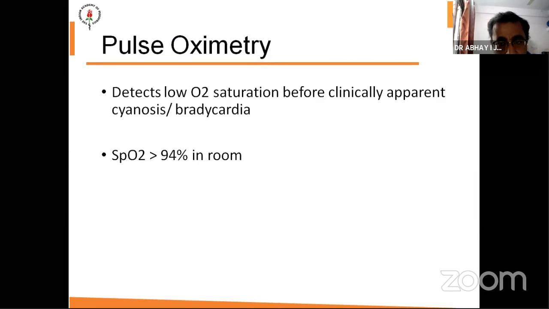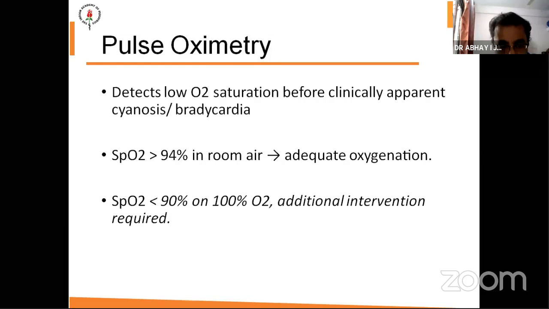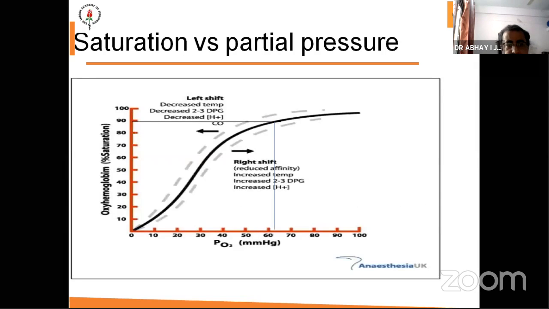This has become a very important tool nowadays, and with COVID coming into the picture, everyone is obsessed with pulse oximetry. The good thing about pulse oximetry is it detects low oxygen saturation before clinically apparent cyanosis or bradycardia appears. SpO2 more than 94 in room air is adequate oxygenation, and if it is less than 90 on 100% O2, definitely you need additional intervention more than just supplying oxygen to the child. Then you need to go for higher interventions in terms of either HFNC, non-invasive ventilation or invasive ventilation, depending on the scope of your practice and the need of the patient, depending on the disease.